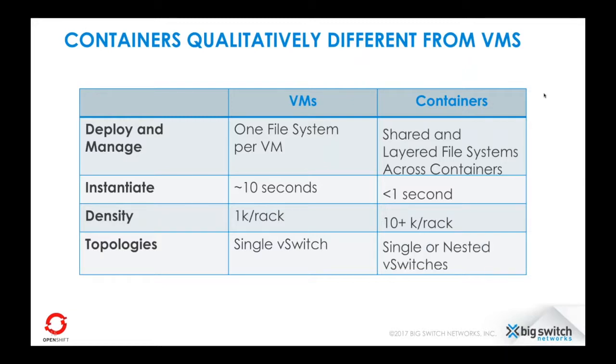And depending on the deployment model, it can have either a single virtual switch on the host or nested virtual switches. So nested virtual switches are seen when containers are deployed inside a VM, where you have a virtual switch within the VM, and then you have a virtual switch for the VM. So you have such an environment.